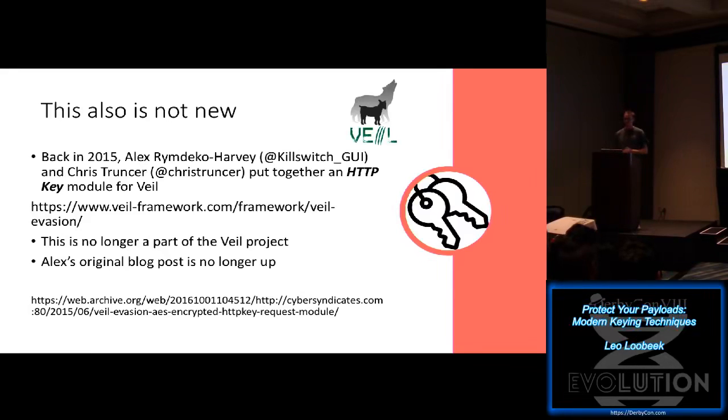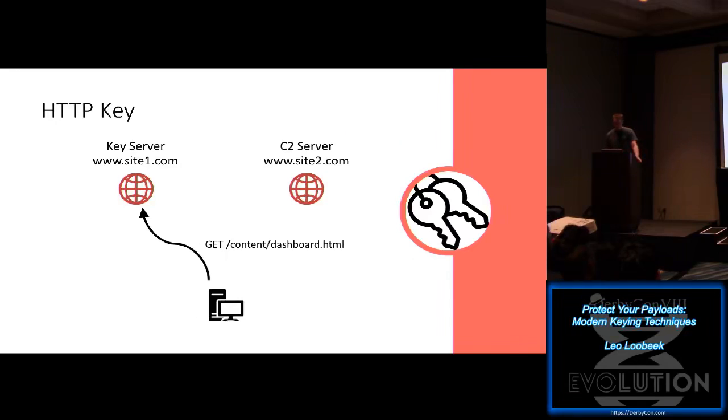This also isn't new. Back in 2015, Alex and Chris Truncer created an HTTP key module for Veil. The payload would beacon back to a web server, grab the HTML, hash the HTML, and try to use that as the key to decrypt. If it didn't work, it would sleep and then make another request. It was useful for getting around sandboxing. Unfortunately, it's no longer in Veil, and Alex's original blog post is no longer up either. So I wanted to resurrect this and see where and how I could use it.